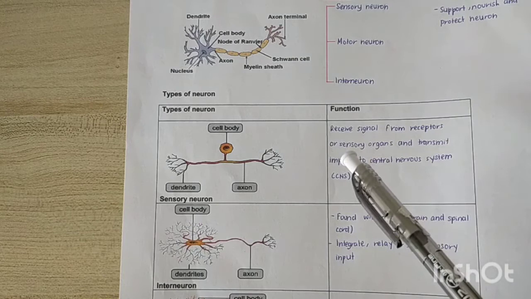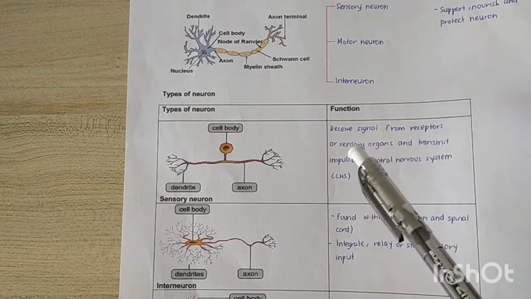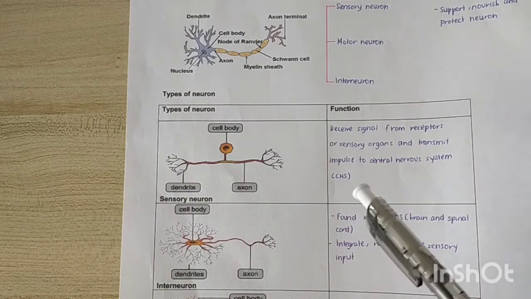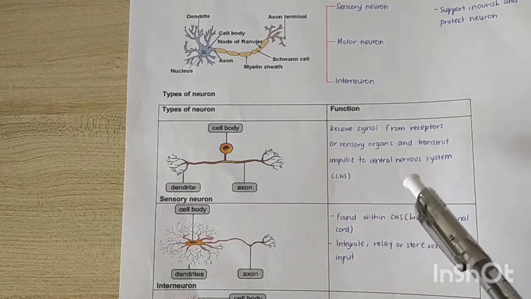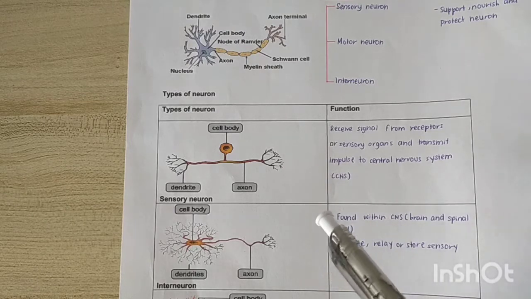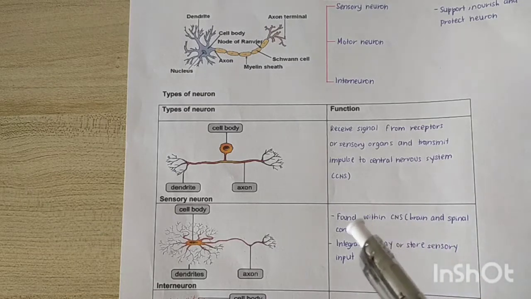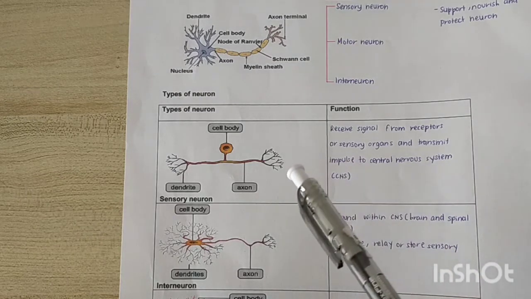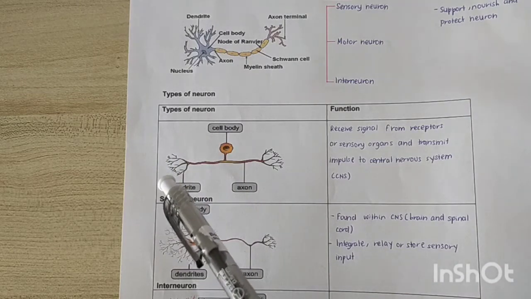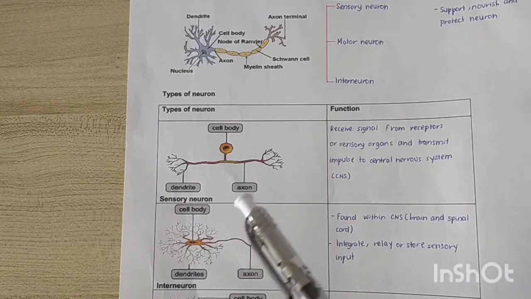Okay, so the function of the sensory neuron, it will receive signal from receptor or sensory organ. Okay, maksudnya dia akan receive the signal from the receptor, okay, ataupun sensory organ, and transmit impulse to central nervous system, or we call as CNS. Okay, CNS, it contain of brain and also spinal cord. Okay, so apa yang awak kena ingat adalah sensory neuron, it will receive the signal from the receptor, okay, ataupun sensory organ, and then it will transmit the impulse to the central nervous system.